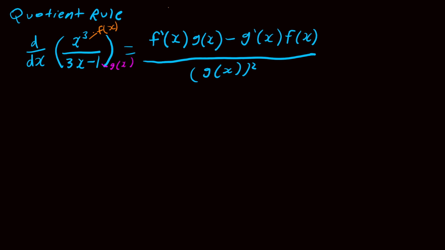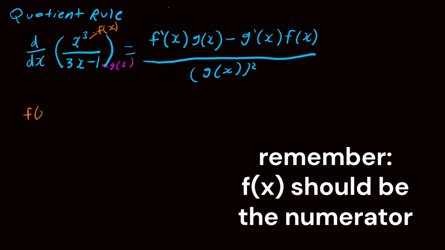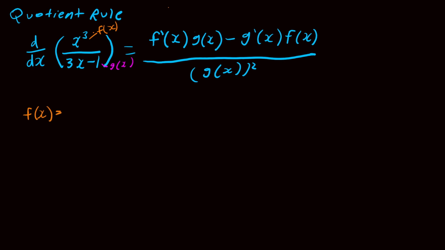And now let's write down our f's and our f prime. So x cubed is our f of x. And then f prime of x is what? The derivative of x cubed, which is 3x squared. Sorry, I can't speak today. And then g of x equals 3x minus 1. And g prime of x equals 3.